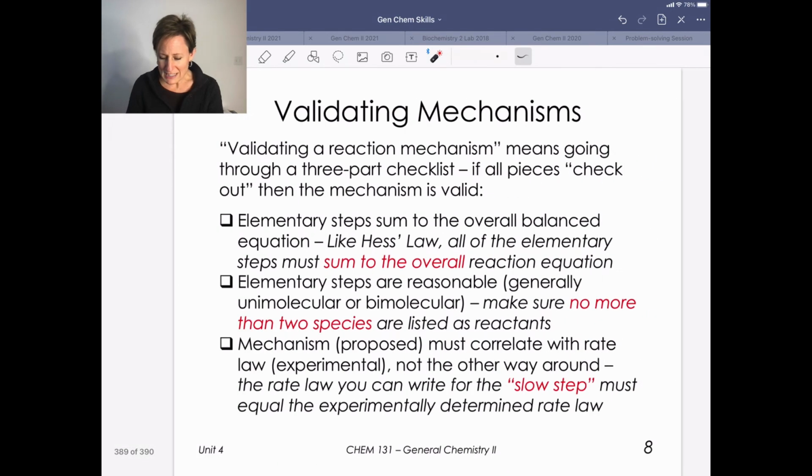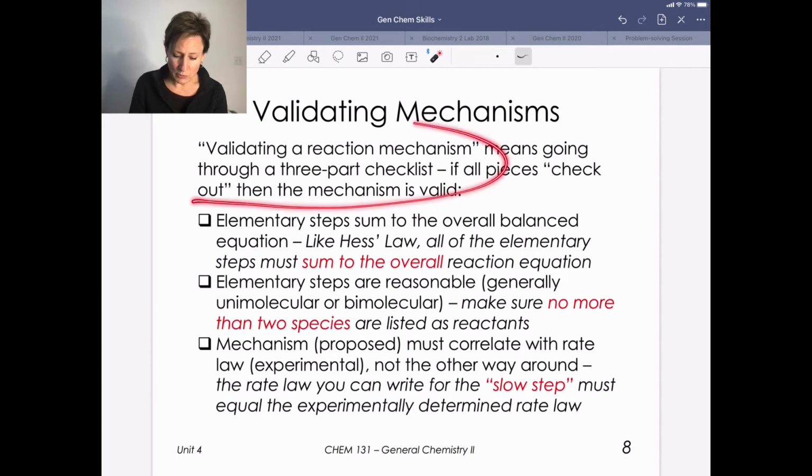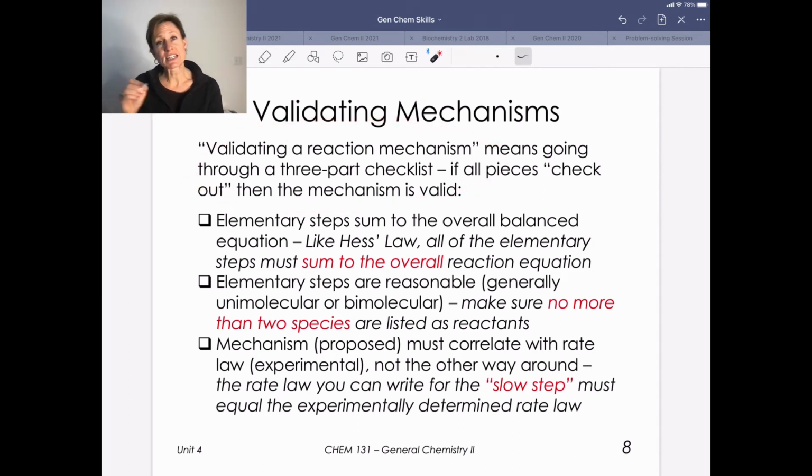Okay, so let's get to our checklist of 3 things to tell whether a mechanism is valid. Validating a reaction mechanism means we need to go through this 3-part checklist. If all of our pieces check out, then the mechanism is valid. So 3 questions you need to ask. You're never going to have to propose a mechanism. You're going to be given all the pieces and then you have to answer the question, is this valid?